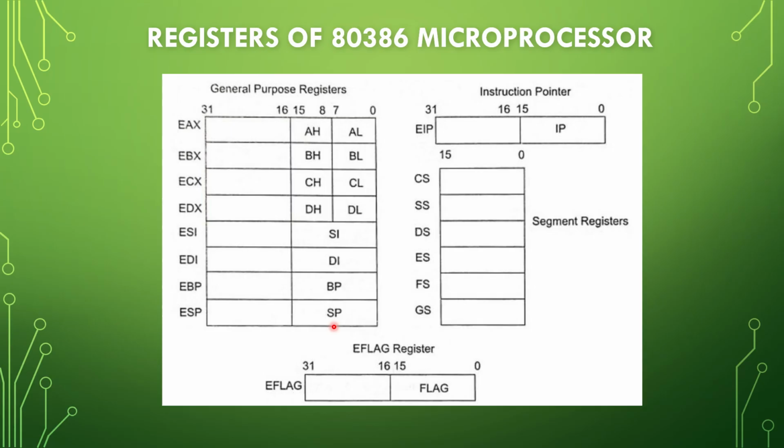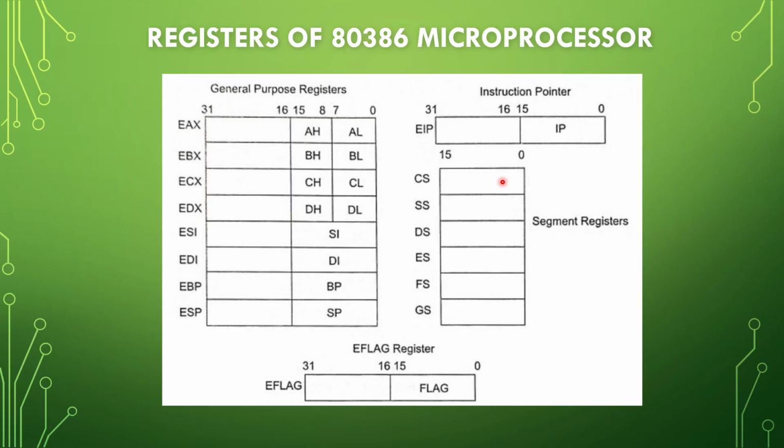Now coming to the special purpose registers, basically the special purpose registers are of three types. First one, the segment register, then comes the instruction pointer, and then comes the flag register. Okay, so coming to the segment register.